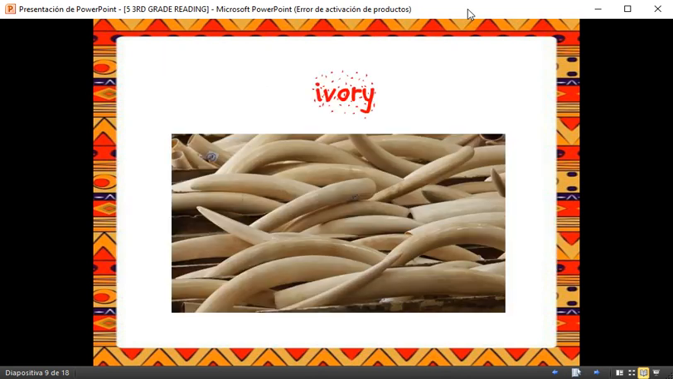And the last one, ivory. And the ivory, as you can see, is a hard object, it is white, and it comes from the elephant's tusk. Okay, so that is the ivory. Nowadays, it's not allowed to hunt elephants because people only want this material, the ivory, that is very expensive.